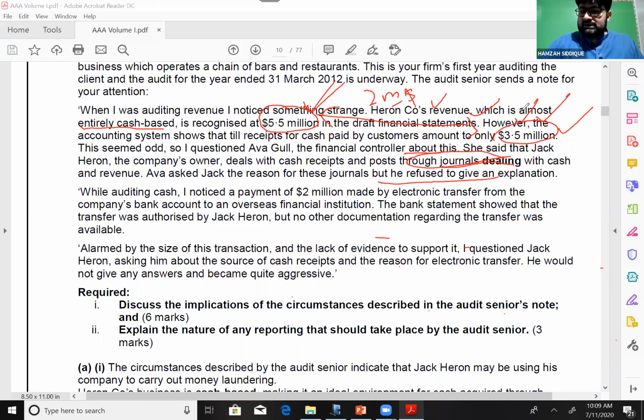So students, 3.5 million and 2 million. While auditing cash, I notice a payment of 2 million made by electronic transfer. At this stage, e-transfer is like layering. They are sending it internationally, and the same person is authorizing that.